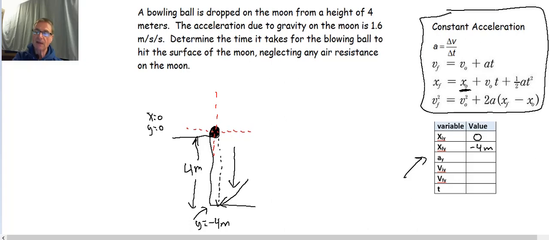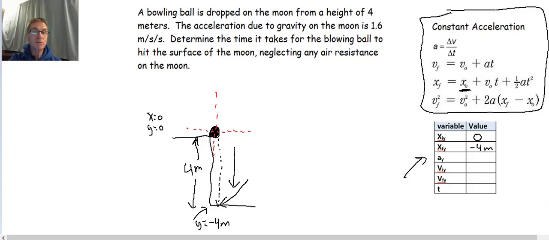And notice that when I use the variable x here, x just denotes position. If you look at the subscripts, i is initial, f is final, and y stands for the dimension. So x is the position, f is the final position, and y is the dimension. So I know we start at 0, and we go to minus 4.